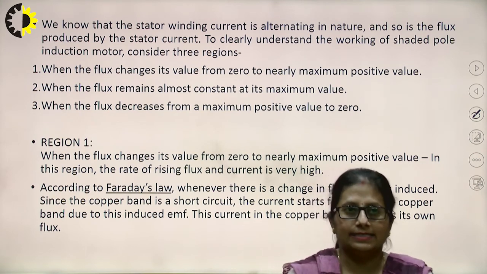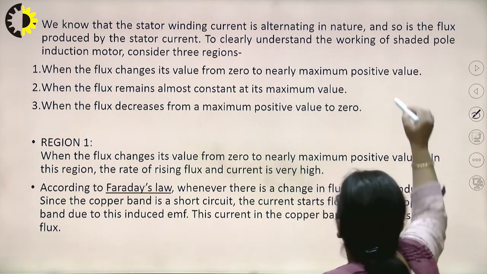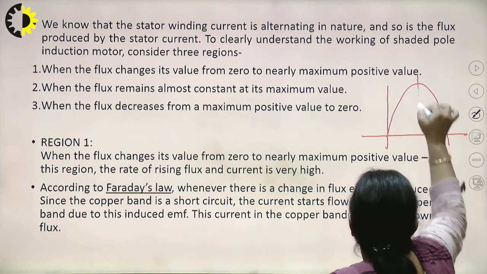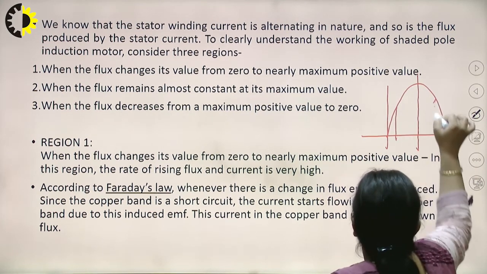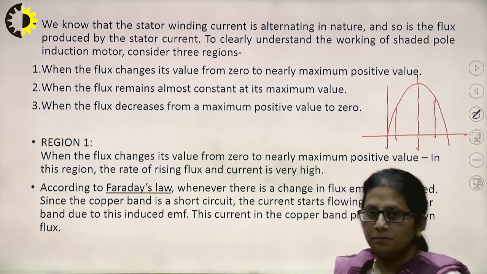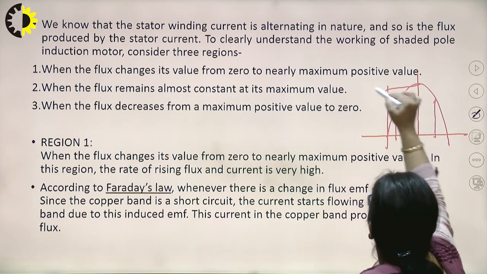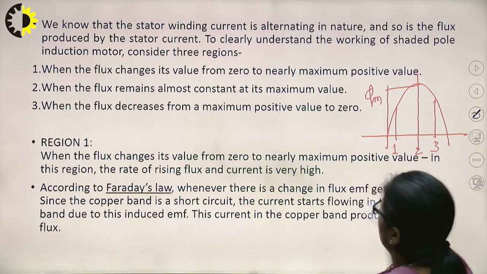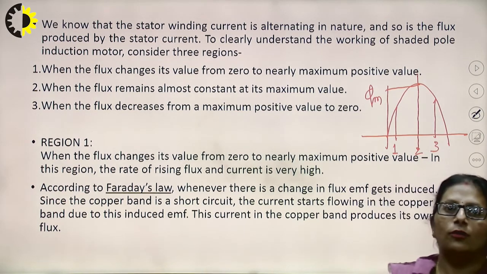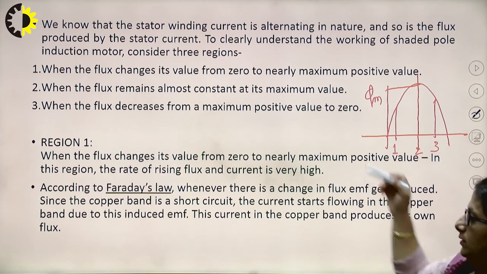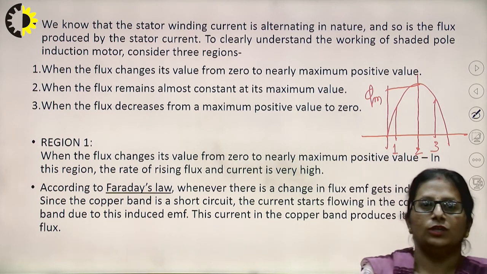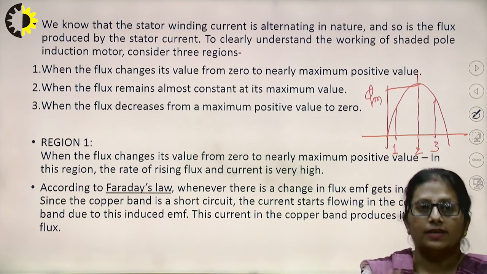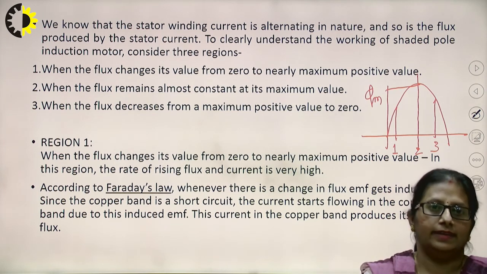I can consider 3 regions. What 3 regions? If at all I say this is the alternating flux, and I'm dividing it into 3 regions, 3 instants, right? This is the maximum value of the flux. This is instant 1, instant 2 and instant 3. At instant 1 or region 1, the flux is changing its value from 0 to nearly positive maximum. In this region, there is a faster rate of rising flux and the current is also very high.